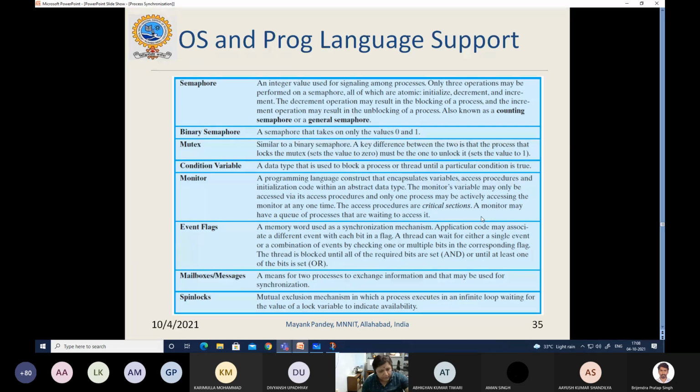Okay, then we have some operating system and programming language support. There are many supports: semaphore, binary semaphore, mutex, condition variable, monitor, event flags, mailboxes, spin locks. Many supports are provided by either the programming language or the operating system. Now we'll be seeing these approaches one by one. Please be with me. Fine.